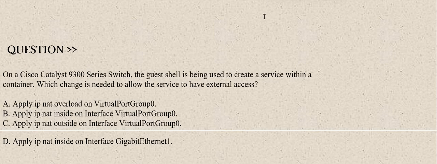Our next question is, on a Cisco Catalyst 9300 series switch, the guest shell is being used to create a service within a container. Which change is needed to allow the service to have external access? The options are option A, apply IP NAT overload on virtual port group 0, option B, apply IP NAT inside on interface virtual port group 0, option C, apply IP NAT outside on interface virtual port group 0, option D, apply IP NAT inside on interface GigabitEthernet 1.